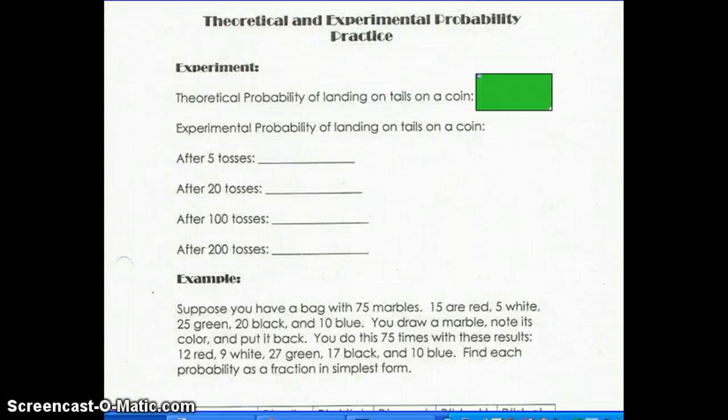Now turn your notes to the next page. We are going to practice with theoretical and experimental probability. We'll do a short experiment using a coin. The theoretical probability of landing tails on a coin is 1/2, or 50%. We are going to experiment with a coin by tossing the coin 5 times, 20 times, 100 times, and maybe even 200 times if you have enough time. You're going to keep track of how many times you got tails out of the total number of tosses and record it on the line. Then we'll find the experimental probability.